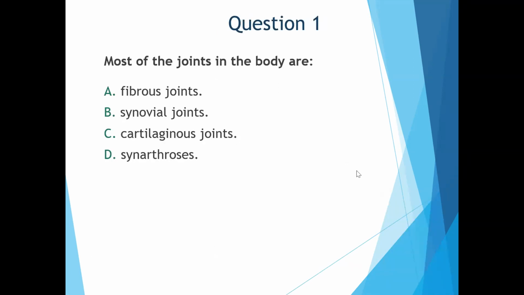Okay, so first question, most of the joints in the body are A, fibrous joints, B, synovial joints, C, cartilaginous joints, or D, synarthroses.